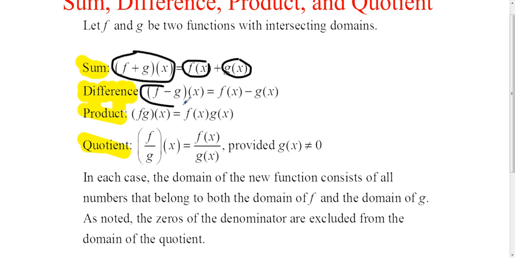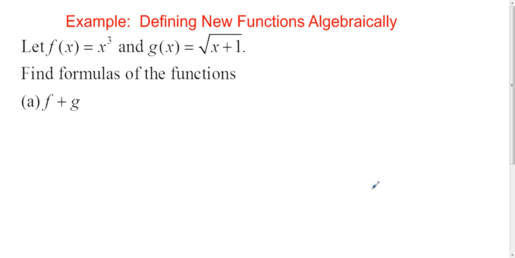If you're going to subtract them, you take each function and subtract them. This is asking you to take f times g, so I would take function f and multiply it by function g. And this is asking me to take f divided by g, which is, again, to take function f and divide it by function g. The tricky part to this is paying attention to the domain as you go along. Okay, so we're going to do a couple of examples here, and hopefully this will help clear it up a little bit.